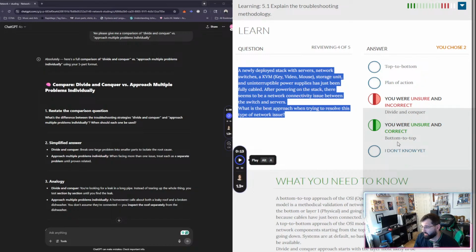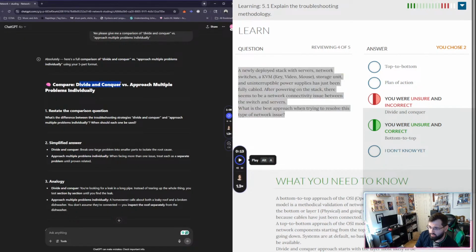See, I was right. Bottom, top. Divide and conquer. So now I put divide and conquer because I didn't understand what it is. I think I kind of understand the difference between divide and conquer and approach problems individually.